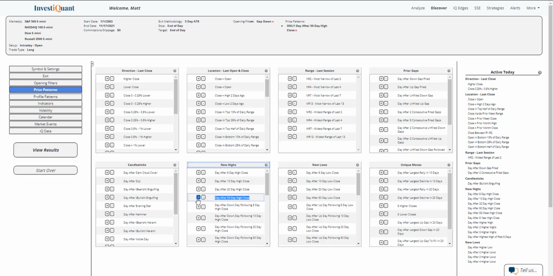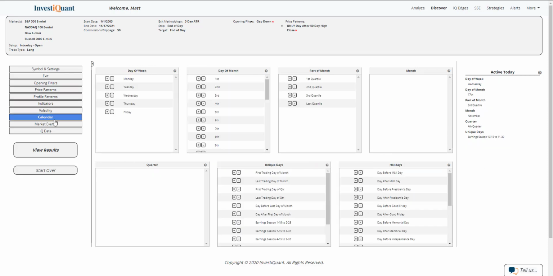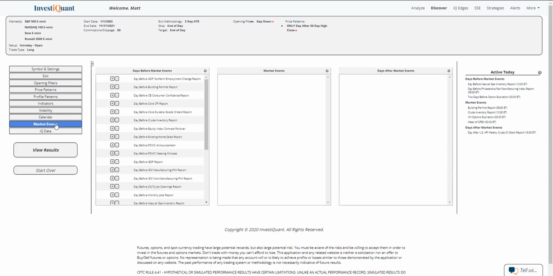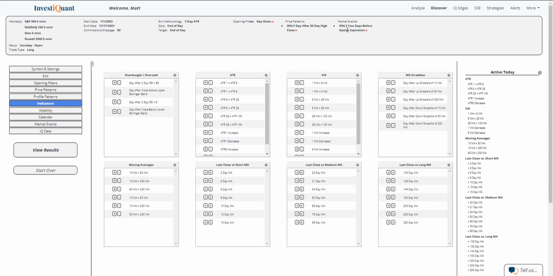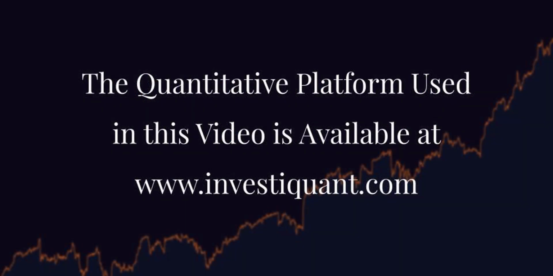Then I'm going to go into the calendar library. And actually, I'm going to skip the calendar library. I was going to say that it's Wednesday, but that's really not needed because all I need to do is go to the market events library, and we've already got 2 days before options expiration available in the market events library. So I'm going to come here, and I'm going to click on 2 days before options expiration. And since we've got a 50-day high close, I probably don't need these indicators on there. I'm going to throw them on there anyway, but they're probably not necessary. And then I'm going to click View Results.